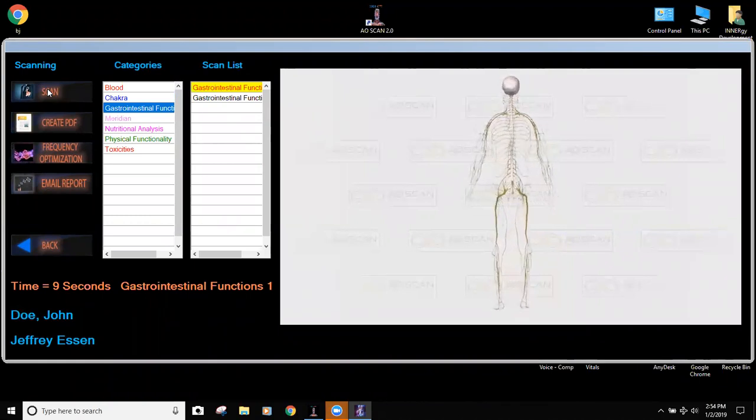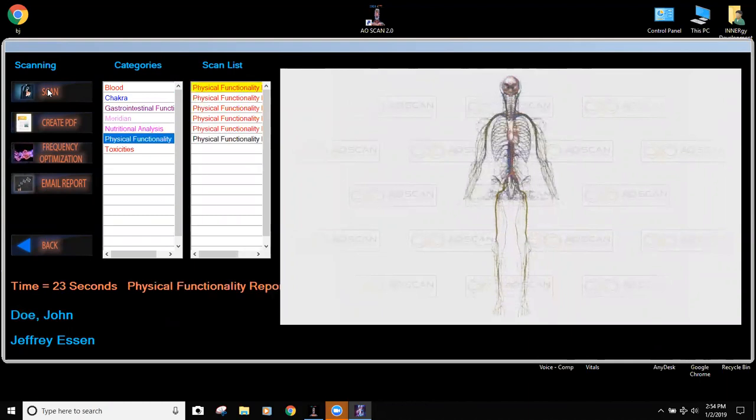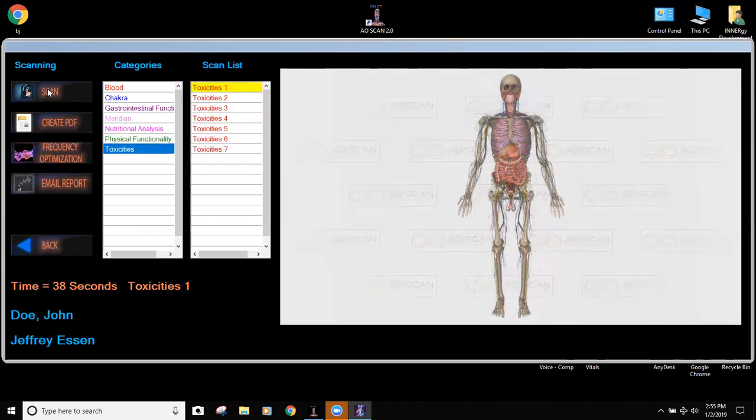To give you a reference as to the old version of the AO scan, that measured just over 1,000 things. It took an hour and a half to do a complete scan. This is doing well over 3,000 items, over 50,000 data points. And as it's going through here, we're measuring considerably more items. And as you can see, it's actually going pretty quick.